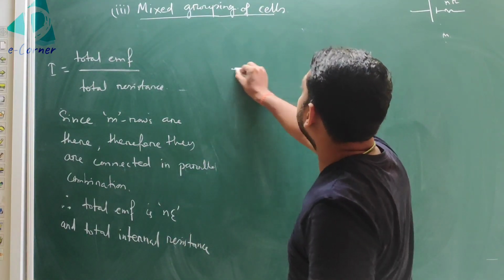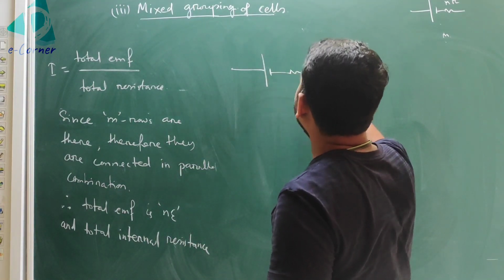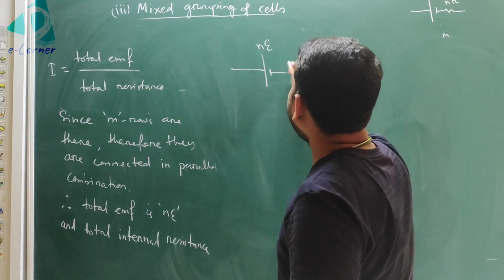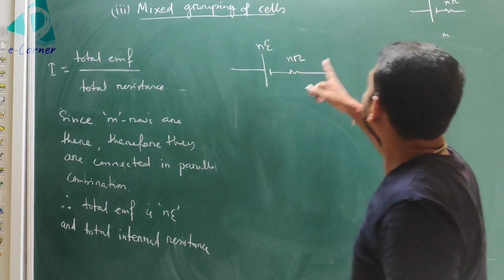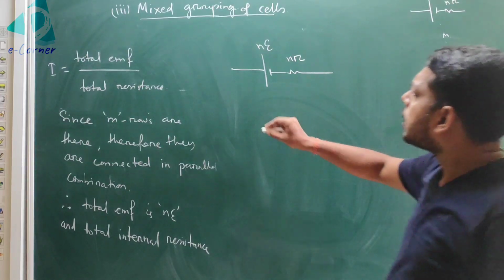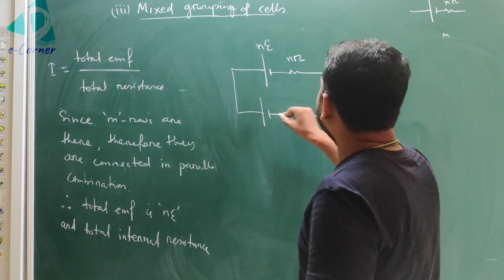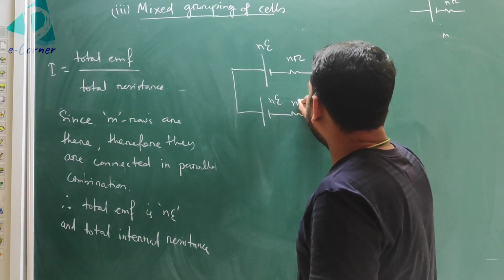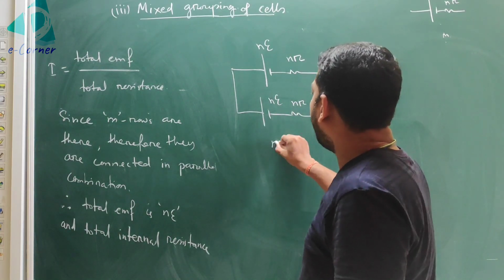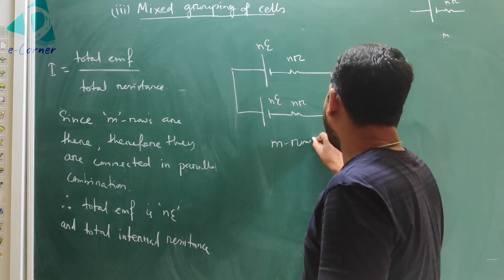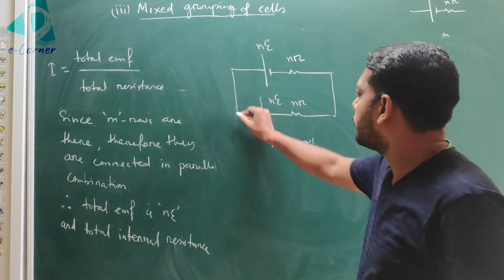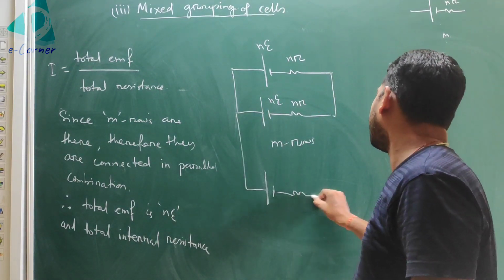So the first row is looking like this. This is n into E and this is nr. Okay. Similarly, another row will be here. This is again nE and this is again nr. How many rows are there? m rows are there. This is the last one.